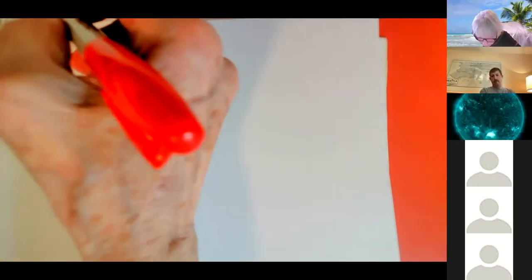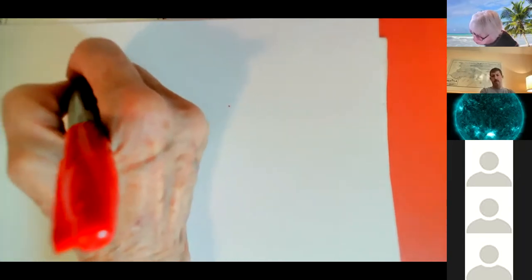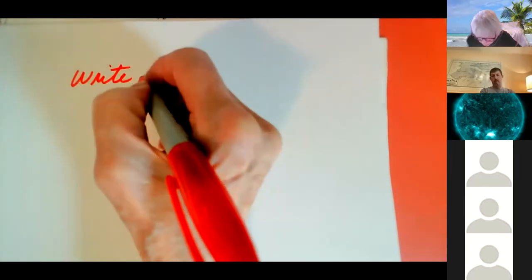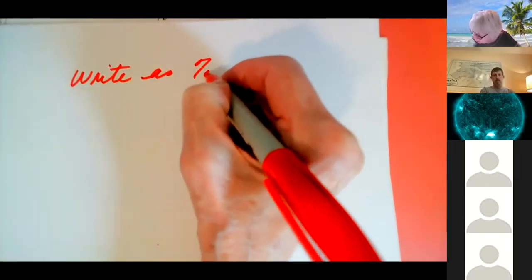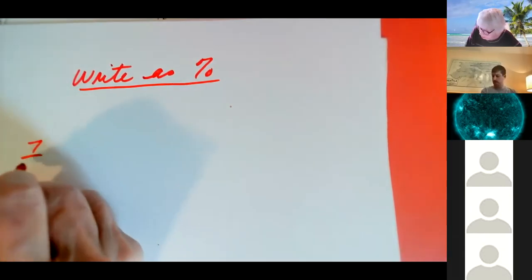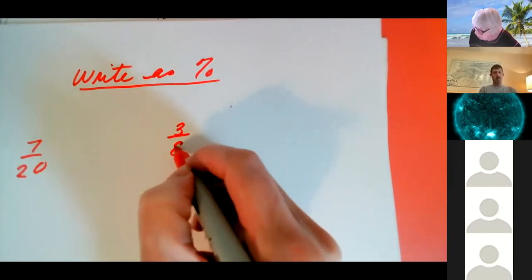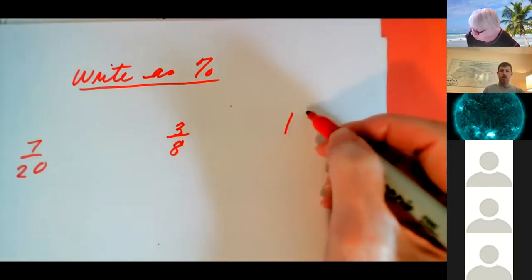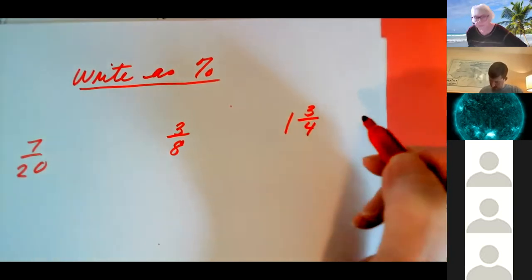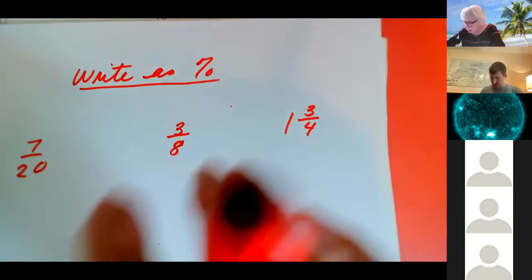Here's our next batch. Here we go. Write each as a percent. So there's a mix here. So this is 7/20. This is similar to the last one. This is 3/8. And this is 1 3/4. Oh my. So each one of these needs to be a percent.